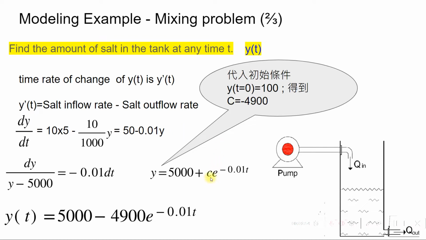So now C is unknown. In order to solve for C, we want to plug the initial condition into y. So the initial condition tells us that initially, which means when time equals 0, the y, which is the amount of salt in the tank, equals 100 pounds. So after substituting, we get C, which is 4,900. So we get y of t like this.